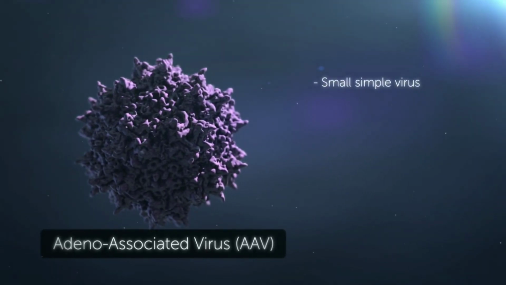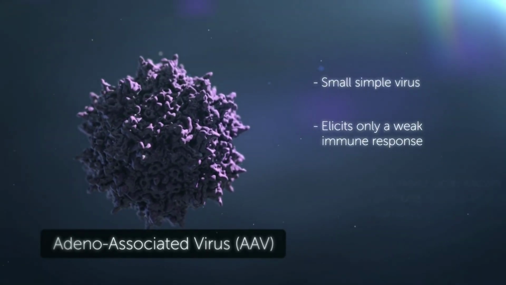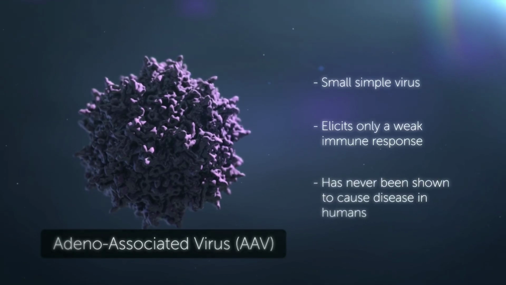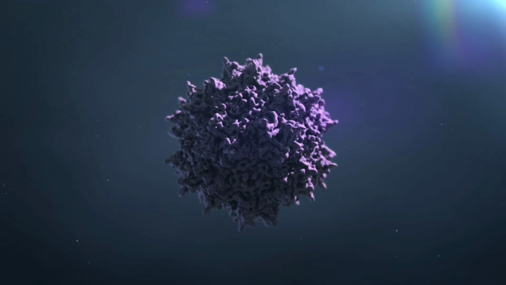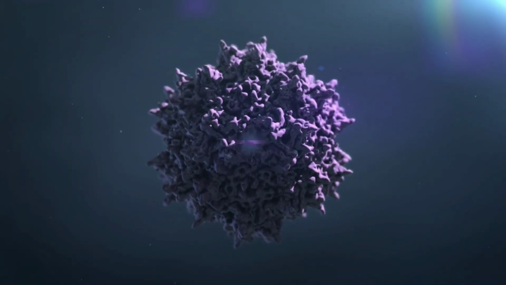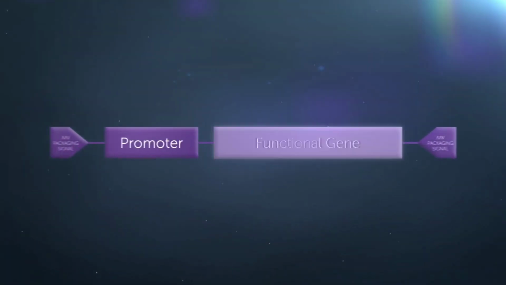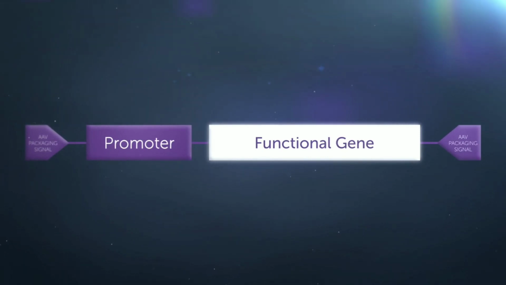AAV is a small, simple virus that elicits only a weak immune response and has never been shown to cause disease in humans. In gene therapy, the two native AAV genes are removed and replaced with DNA that contains a functional gene with instructions to produce a normal protein.